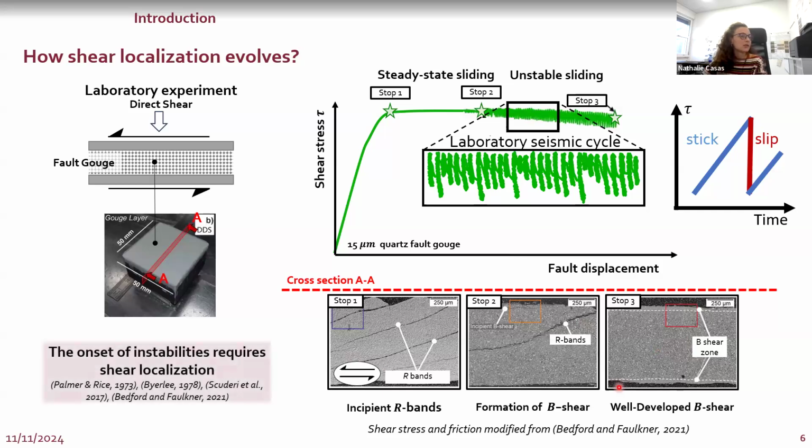And why are these shear bands important? Because the onset of these instabilities requires shear localization. So that's why we want to understand how they form, why they form, and how they evolve.